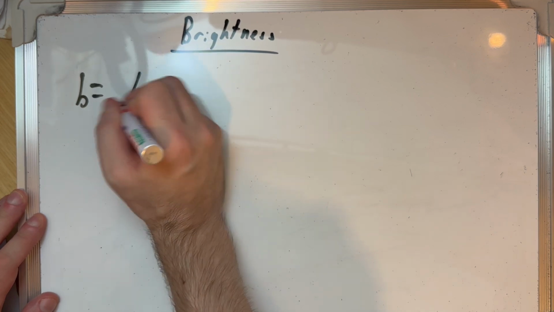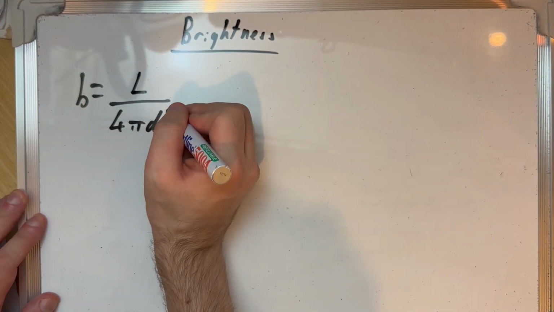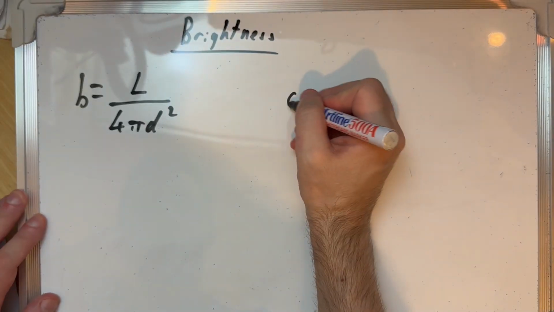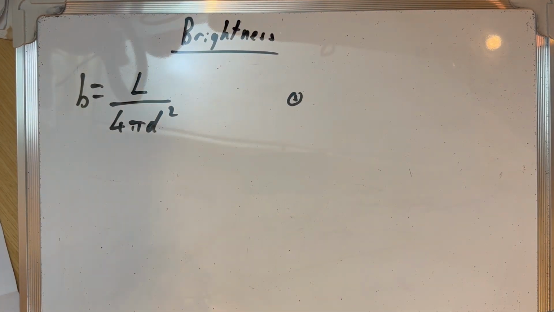So that's equal to its luminosity over 4 pi d squared. Let's think about that for a second. Here's the sun. Luminosity is power. Lots of confusing things to measure about stars. There's brightness and luminosity. There was also magnitude. Nice and simple, luminosity is power.